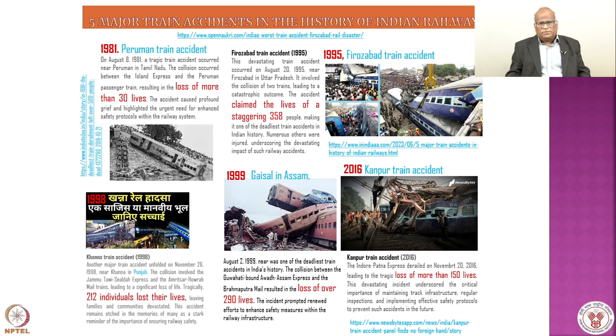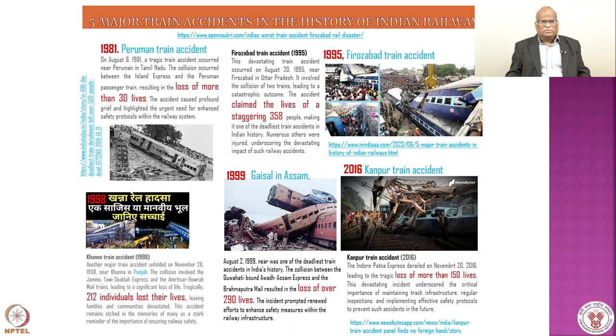So this is where we revisit the accidents. In 1981, the Perumon accident, 30 lives were lost. Then the Firozabad train accident in 1995, 358 lives were lost. It is a cause for concern. Then the Khanna rail accident in 1998, in which 212 people died. And in 1999, Gaisal in Assam, 290 lives were lost. The 2016 Kanpur rail accident, 150 lives.